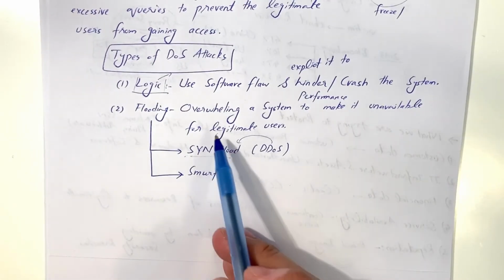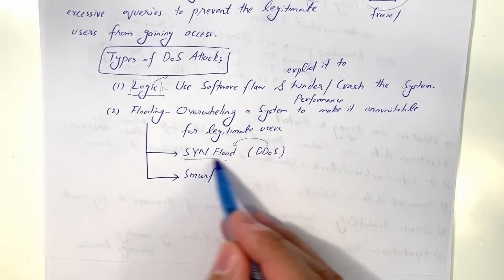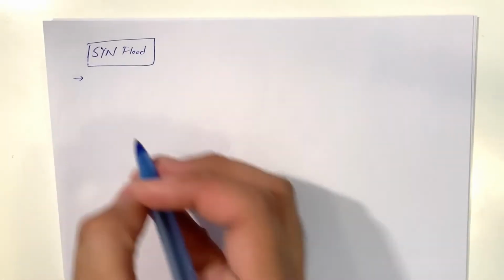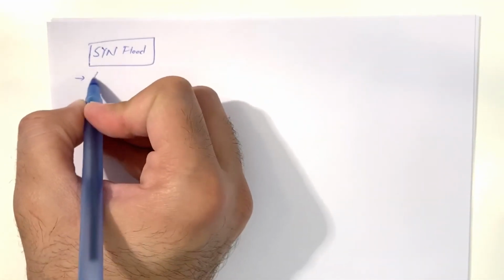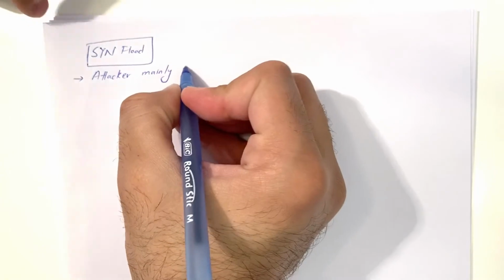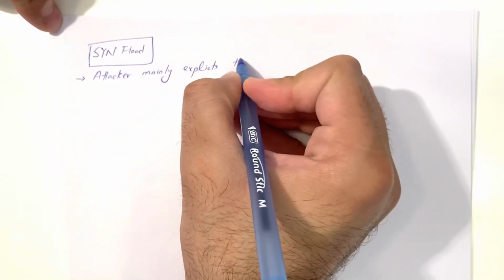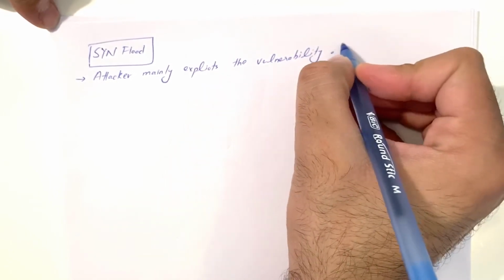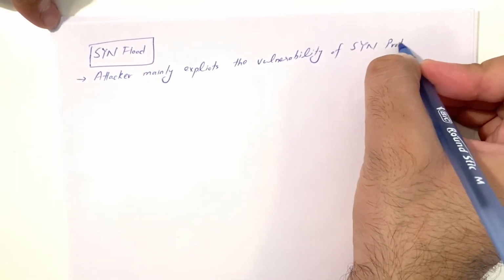So flooding attack can be further categorized into two types, SYN flood and SMURF. So let's talk about SYN flood first. To understand the SYN flood, we need to understand the SYN protocol, because in a SYN flood the attacker exploits the vulnerability of the SYN protocol. Now, what is basically a SYN protocol?